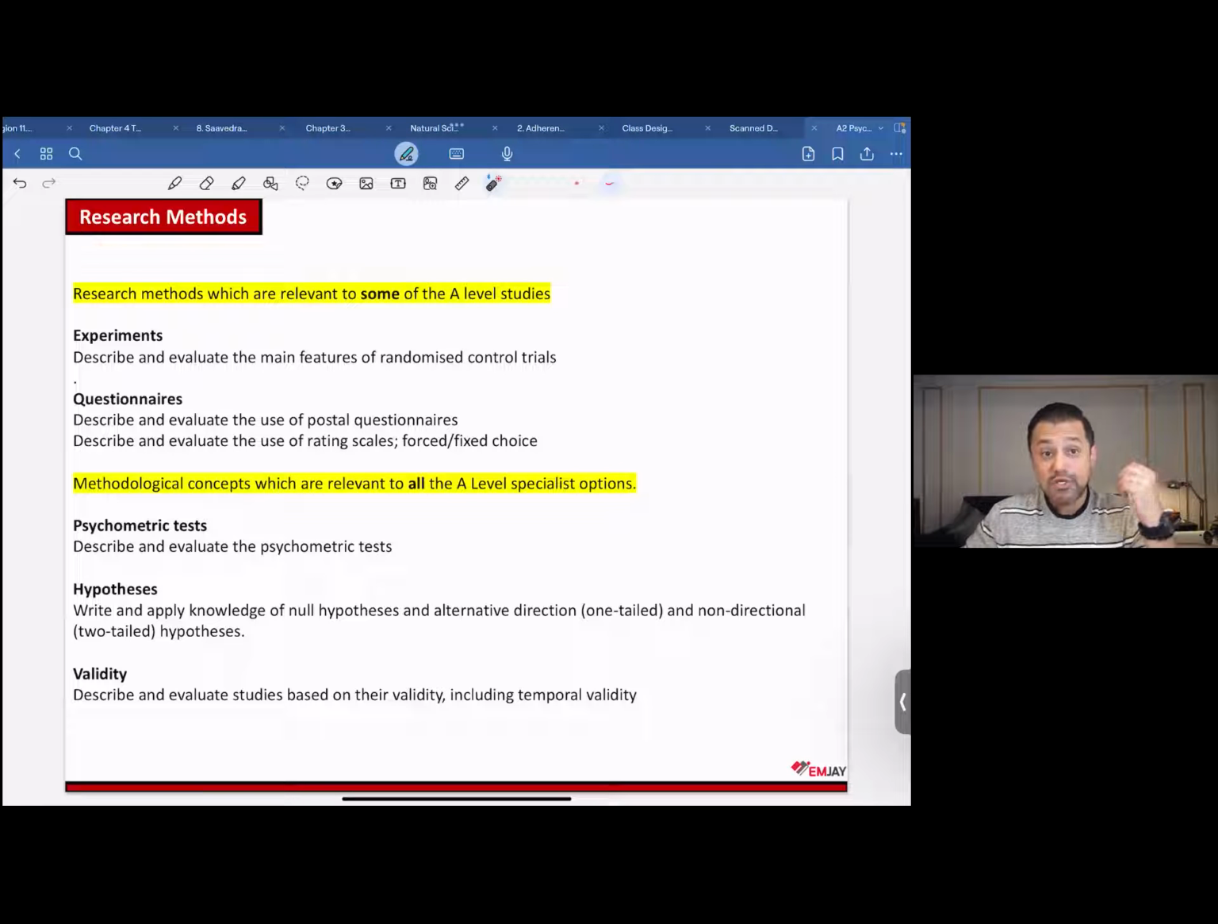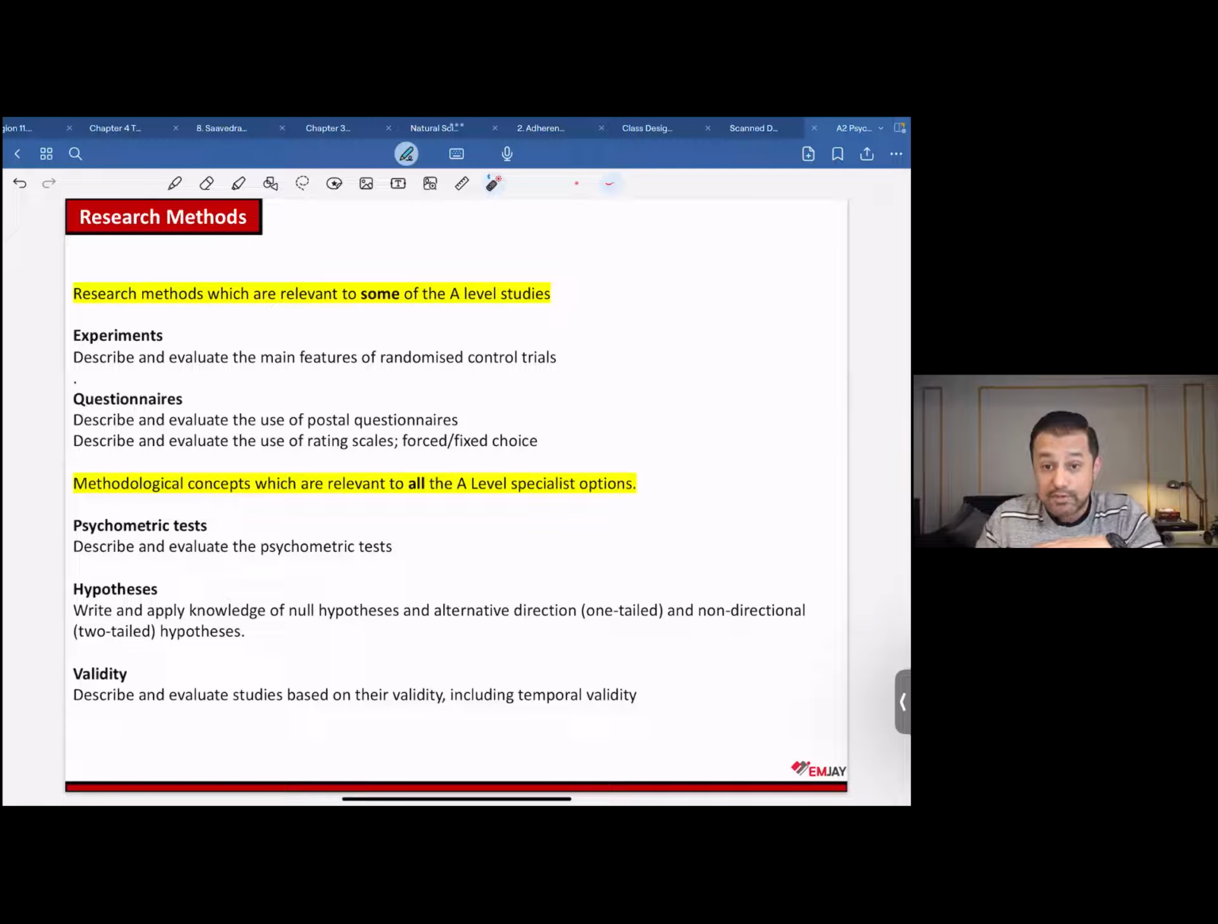Additionally, it does mention that these are the research methods which are relevant to some of the A-level studies, some, not all, right? Number one, experiments. You should be able to describe and evaluate the main features of randomized controlled trials, also referred to as RCT. Next, describe and evaluate the use of postal questionnaires, describe and evaluate the use of rating scales, forced and fixed choice options.